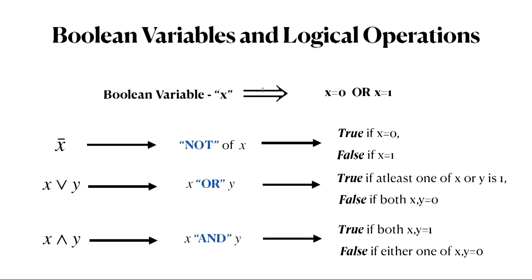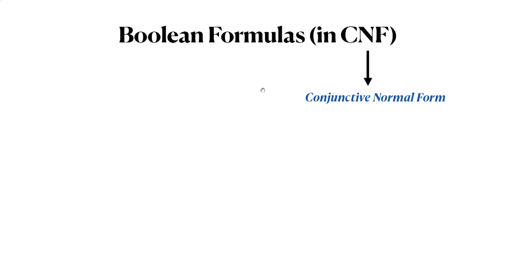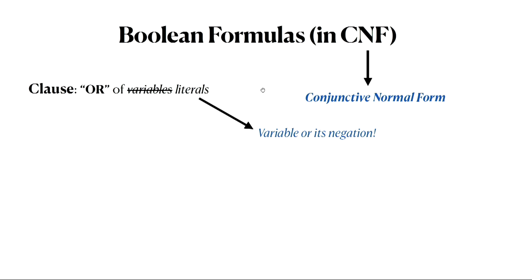So x bar, x or y, and x and y are the three basic logic operations I'm going to use. And I'm going to use them to define a Boolean formula in CNF. CNF is basically giving a structure. It's called conjunctive normal form. It's just basically giving a structure to my formula, and I'll explain what the structure is. So I'll define something called a clause. A clause is basically just an OR of literals.